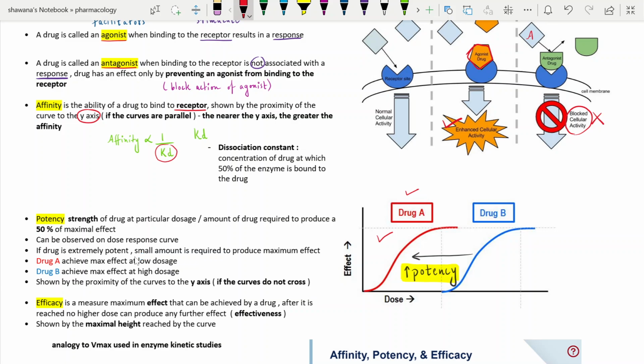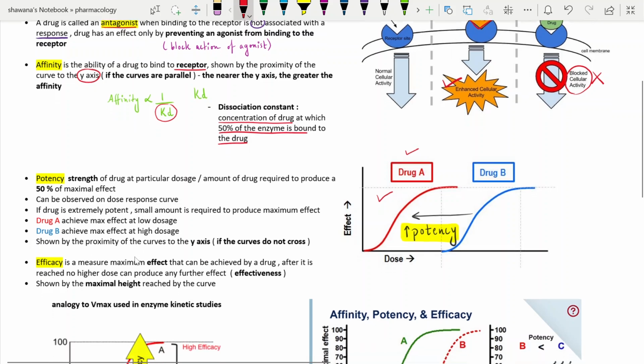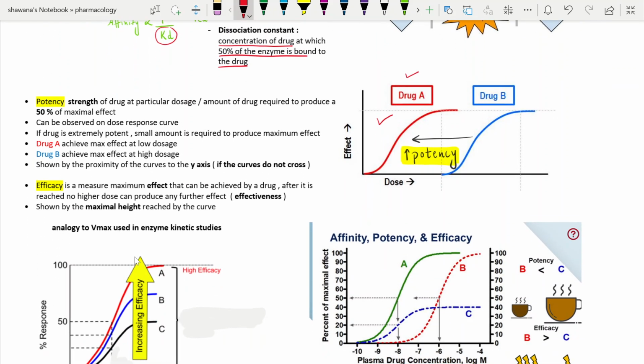The dissociation constant is Kd. What is the dissociation constant? It's the concentration of the drug at which 50% of the enzyme is bound to the drug. It's the dissociation constant at which the drug is 50% bound, and affinity is inversely proportional to the Kd, or dissociation constant. What is potency?